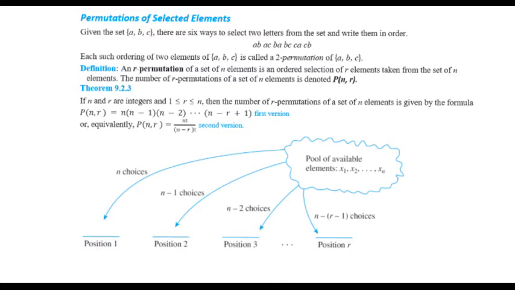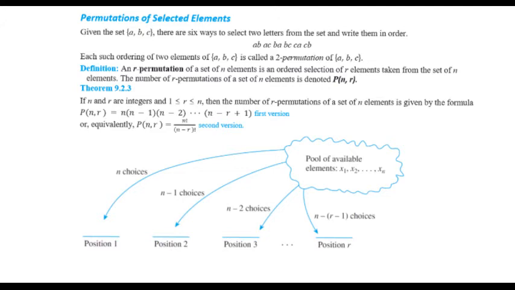So as you see, we write AB, and then we write BA because order matters in a permutation. So each such ordering of 2 elements of the set A, B, and C is called a 2 permutation of A, B, and C. So when we say 2 permutation, it means you need to first choose 2 elements from this set and then write all the permutations of those 2 elements that are chosen out of the 3 possible elements of the set.